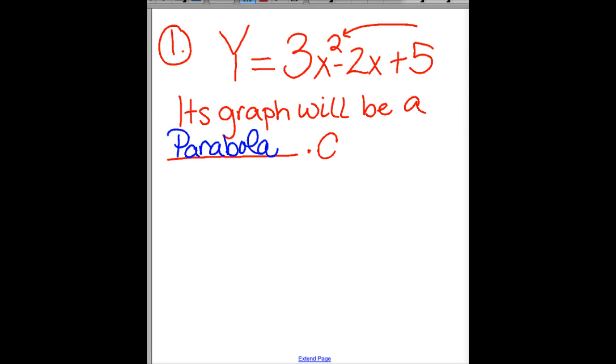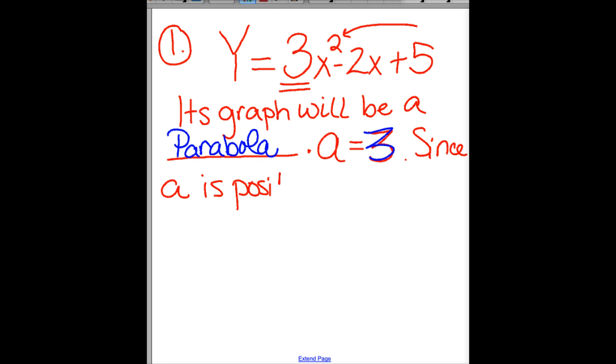And if I were to say, what's A? A is this lead number in front of the x squared. So we'd say A equals 3. And then let's see if we know what that tells us. Since A, which is 3, is positive, what does that tell us about the graph? I'm going to put that in a different color. You might want to pause this and go grab a colored pencil or a highlighter and highlight these words. That'd be a great idea. Actually do that.